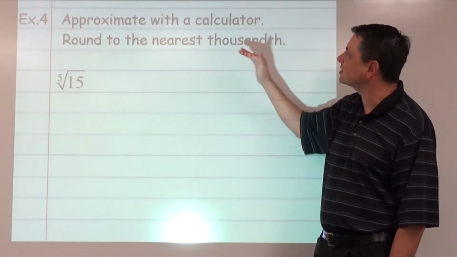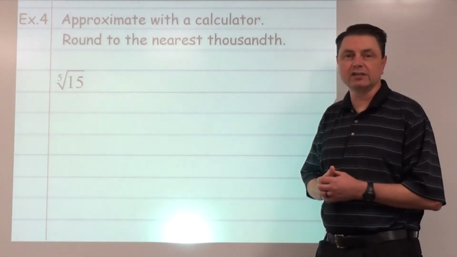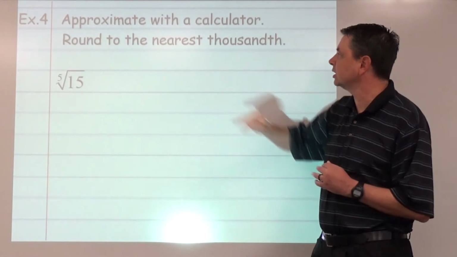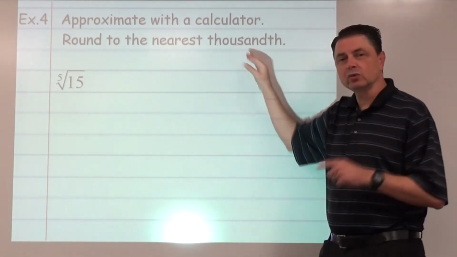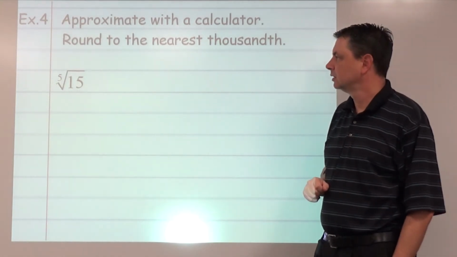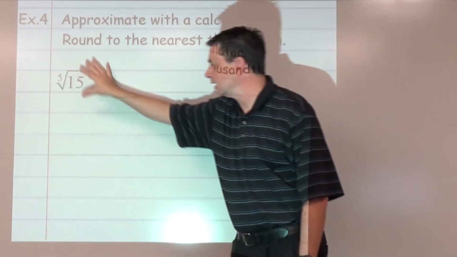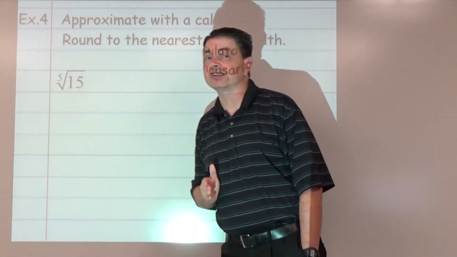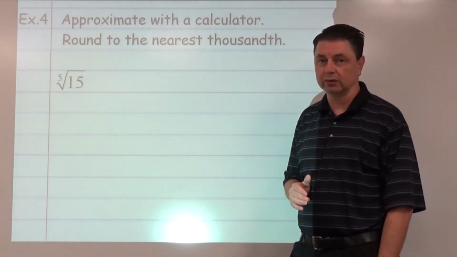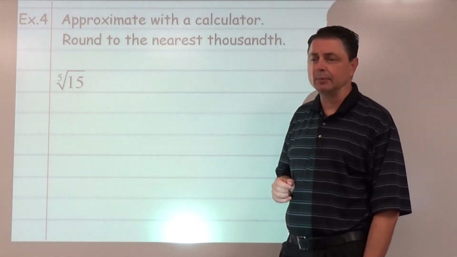Now, approximate with a calculator. So not simplify, but approximate. Get a decimal approximation, nearest thousandth, which means 3 digits after the decimal. So how are we going to type this in? Well, our first option is we can type it in like this. Now, we do not want to use the square root button because we're not doing a square root. We're doing a fifth root. So in this case, here's how we type it in.